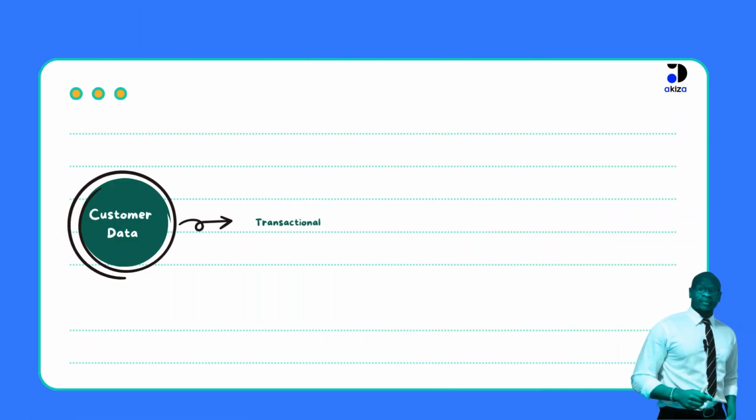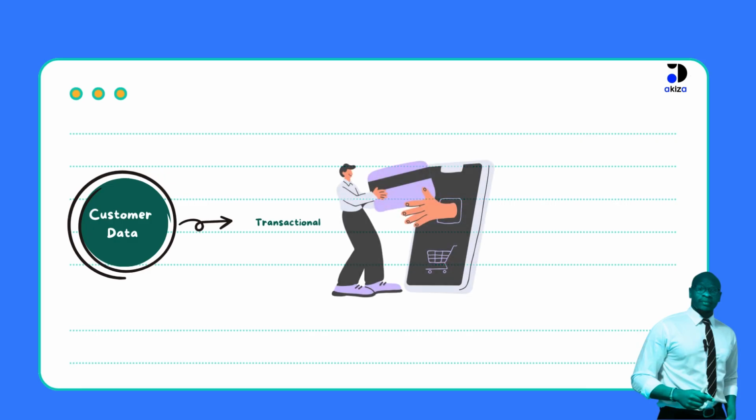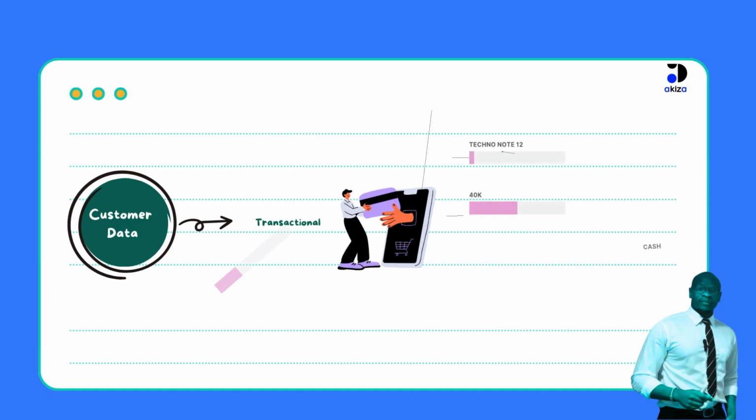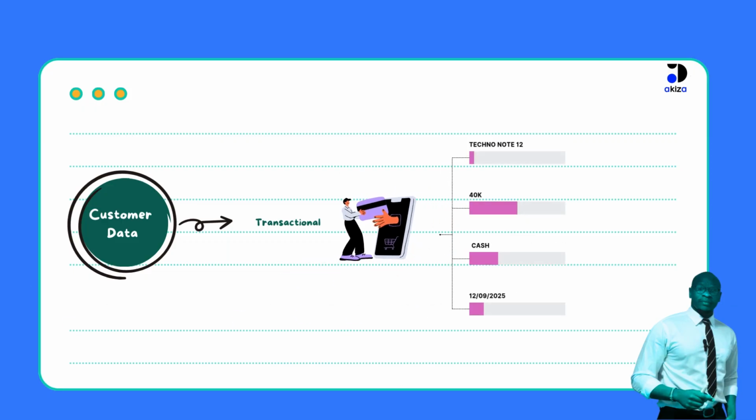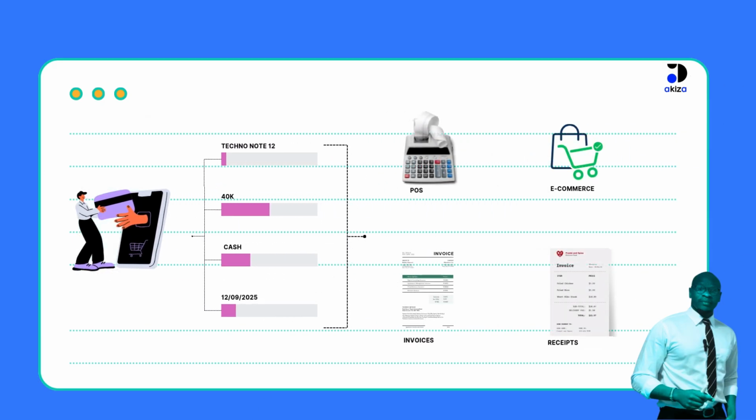The third type of data is transactional data. This type of data records the actual purchases your customers make. It captures details such as the product or services bought, how much was spent, the payment method used, and the date of purchase. This type of data usually comes from point of sale systems, e-commerce platforms, invoices, receipts, or subscription records.